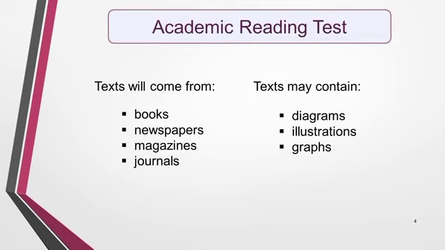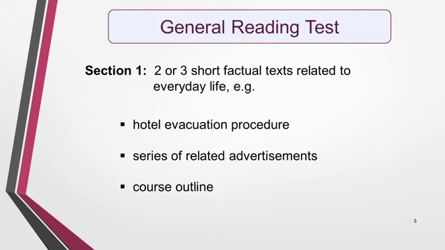The 3 sections of the academic reading test each contain one long text taken from real publications such as books, newspapers, magazines and journals. The text will be of general interest and for some question types may contain non-verbal material such as diagrams, illustrations and graphs. The text will have been written for a non-specialist audience, but a glossary will be provided if they contain technical terms.